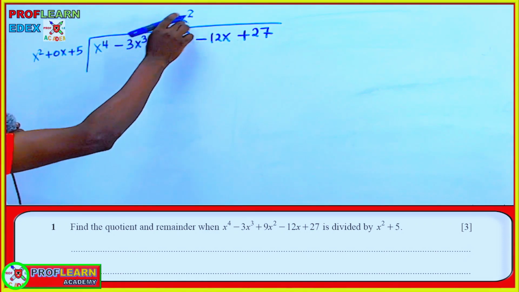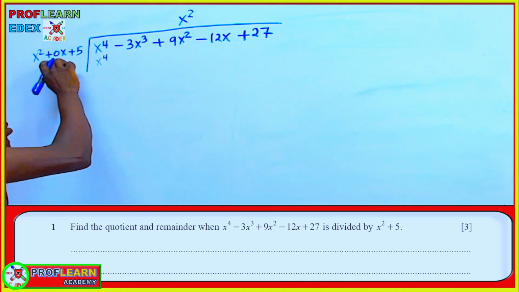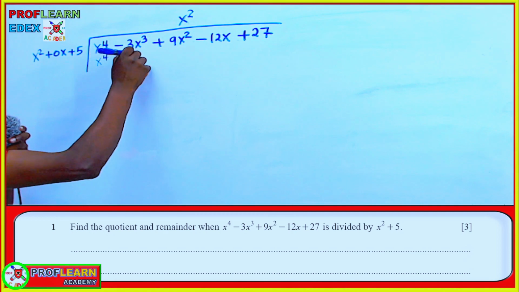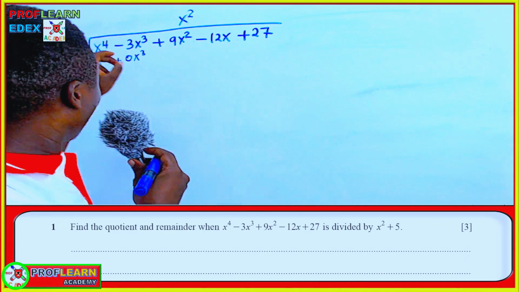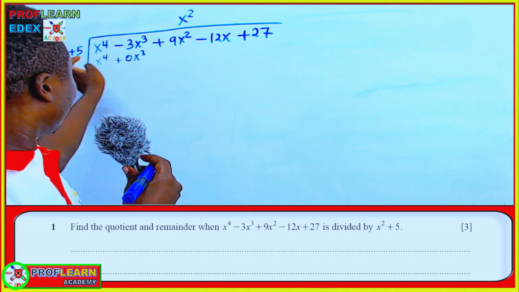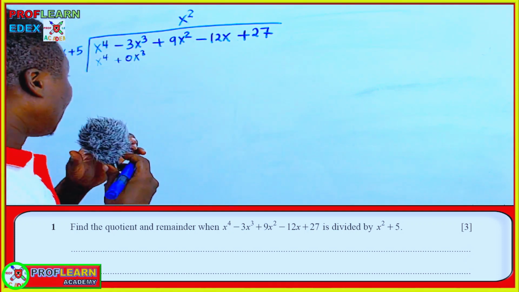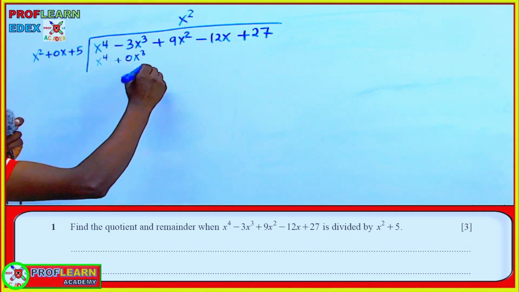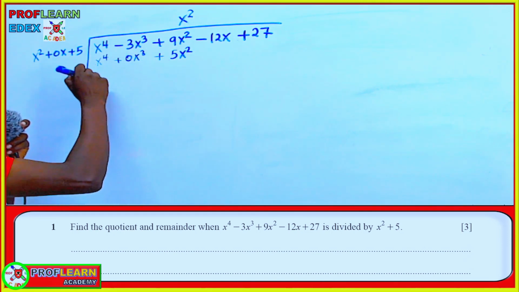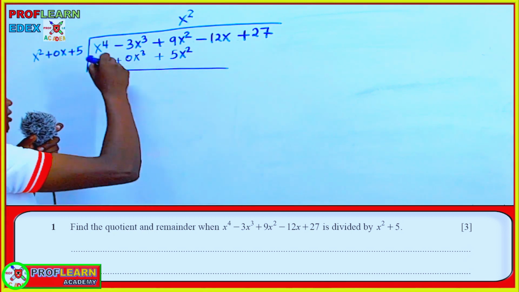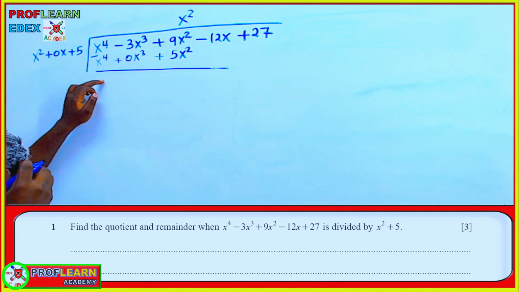So x squared times x squared is going to be x power 4. x squared times 0x is going to be plus 0x power 3. Are we together? Because there was no term here, if I multiply this and this, I'm going to get 0x power 3. And this one times this, I'm going to get plus 5x squared. So once I have this, next I'm going to subtract. Subtracting x power 4 minus x power 4, here I'm going to get 0.